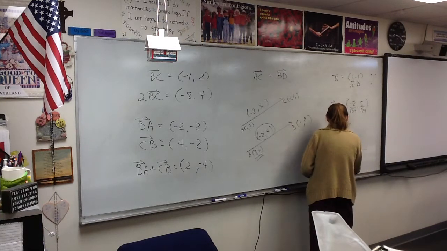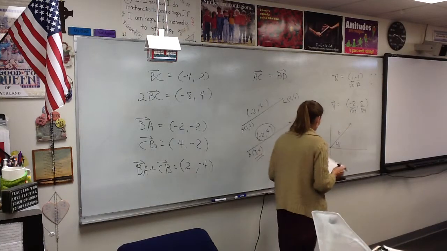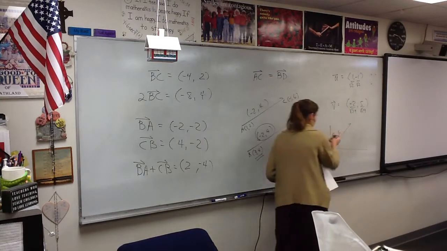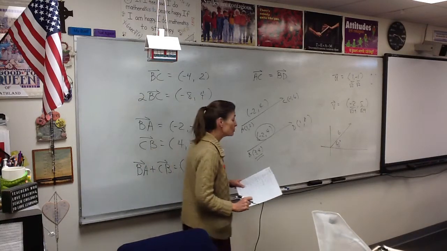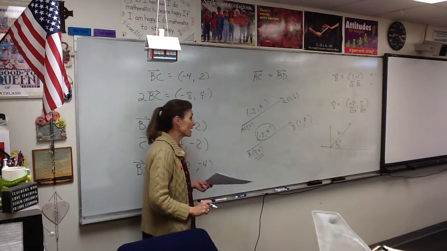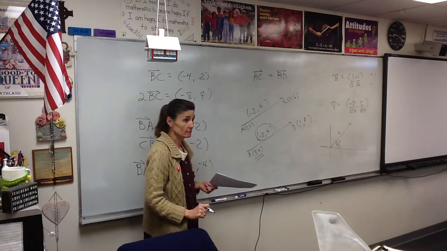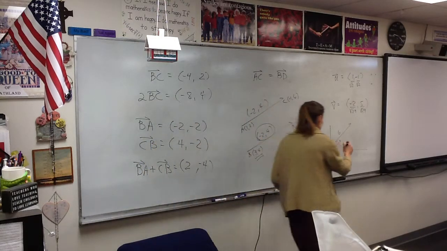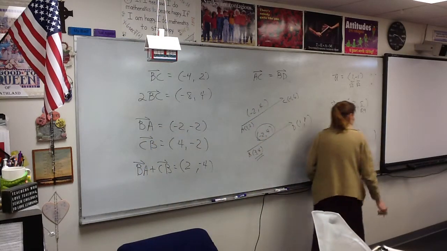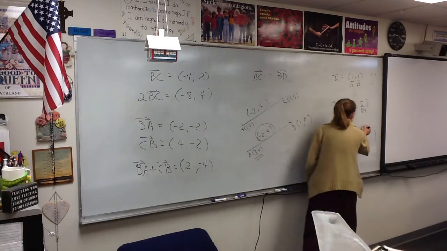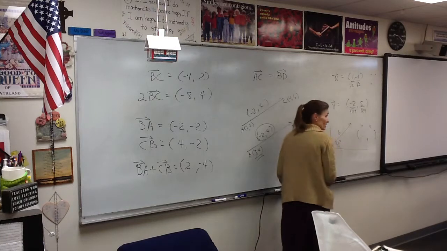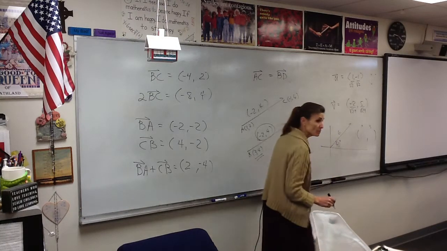You've got a vector whose magnitude is 6 and whose direction angle is 40. Your job is to find the components or the coordinates of that vector. So in other words, you need to find x and y for this vector. Do you remember how to do that?